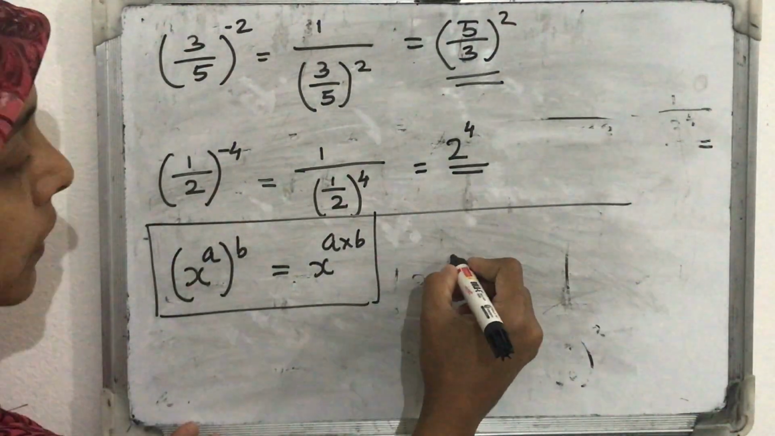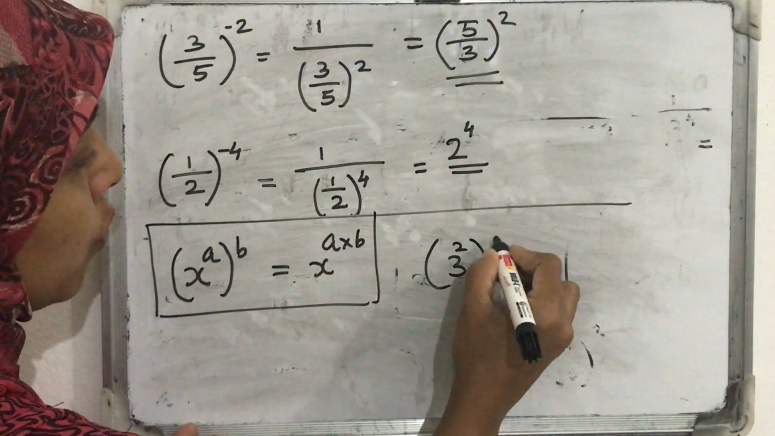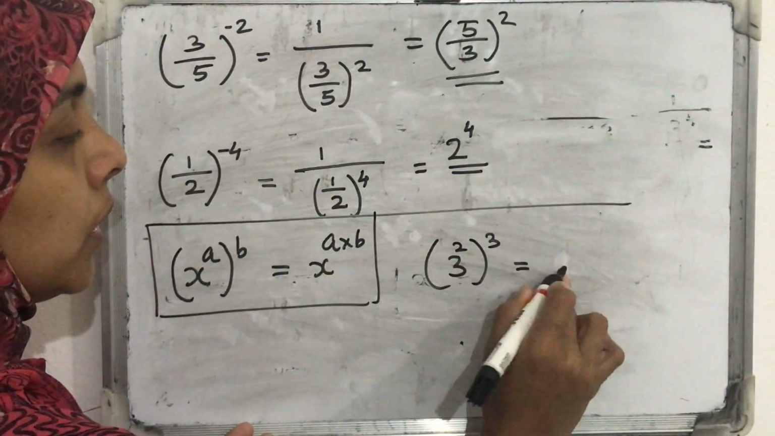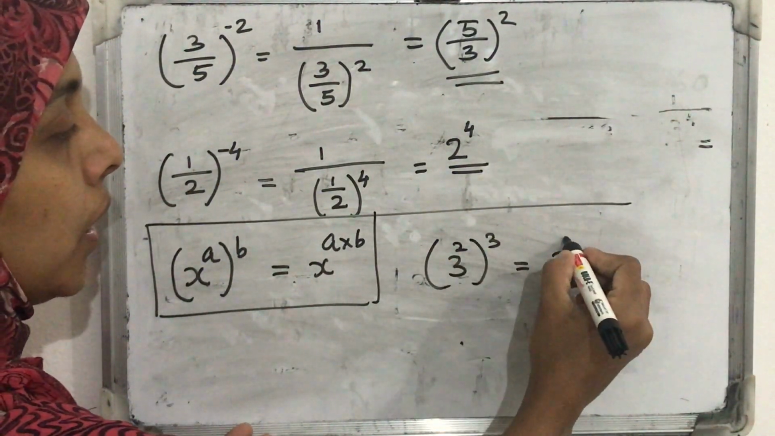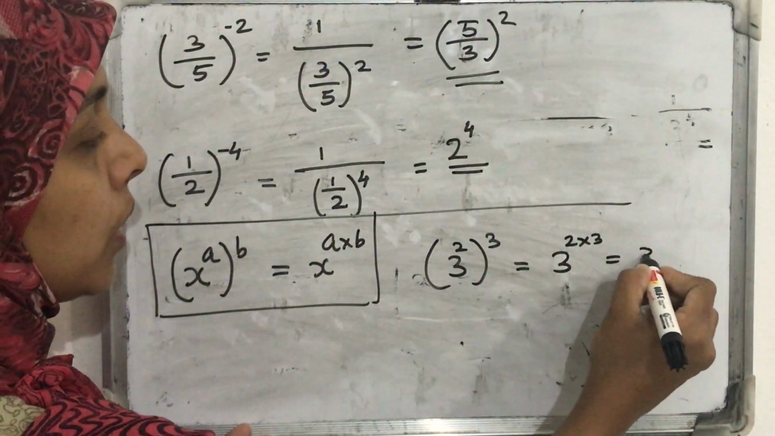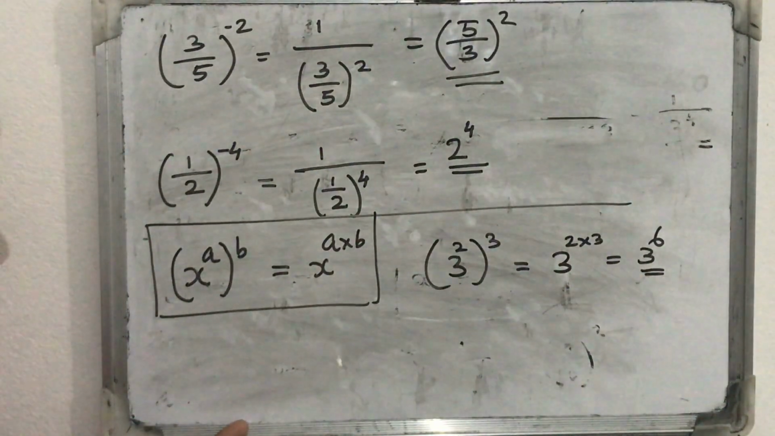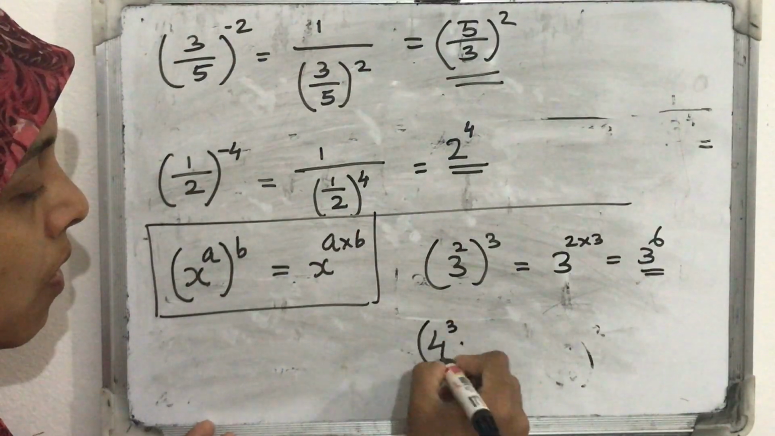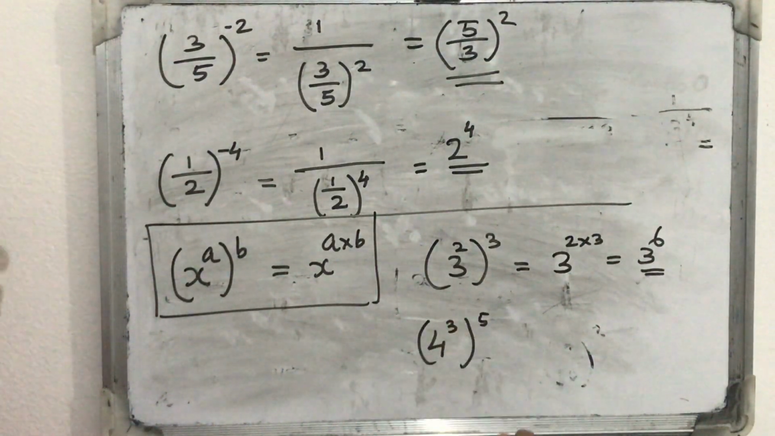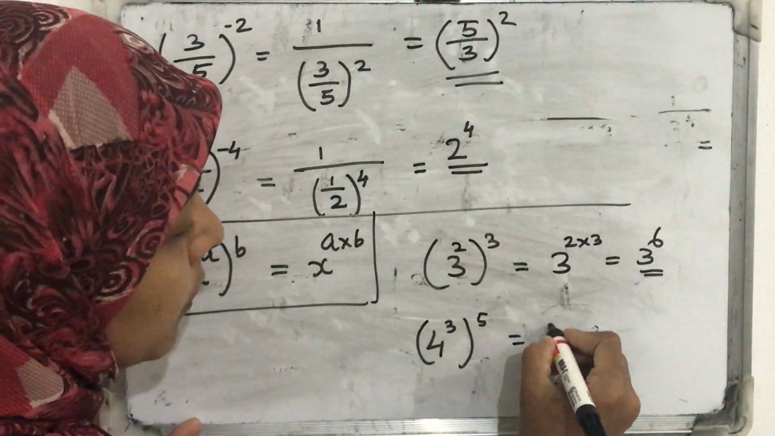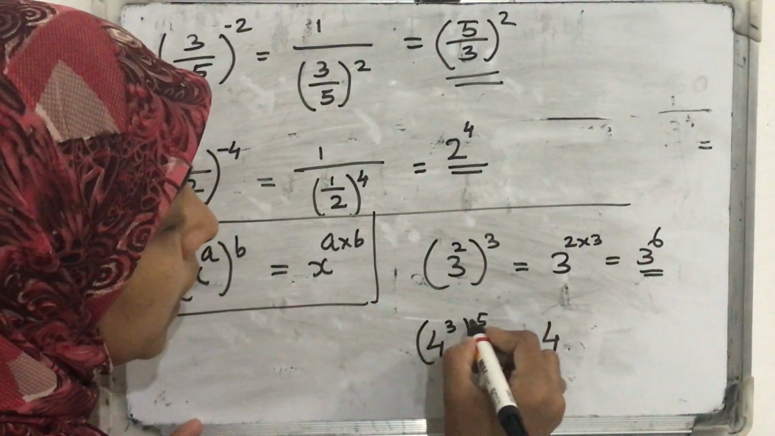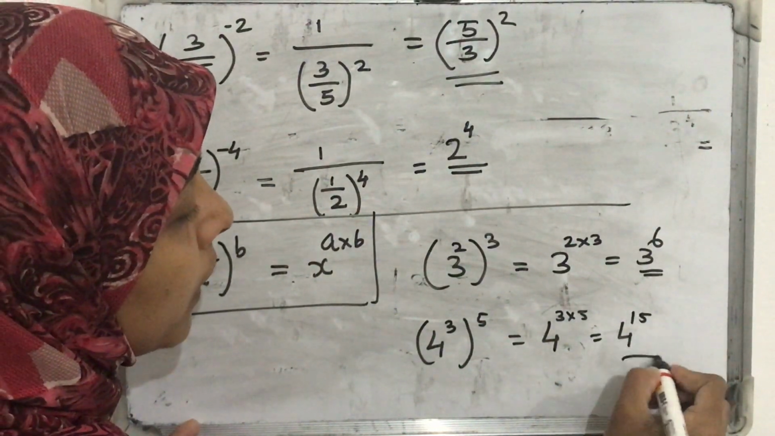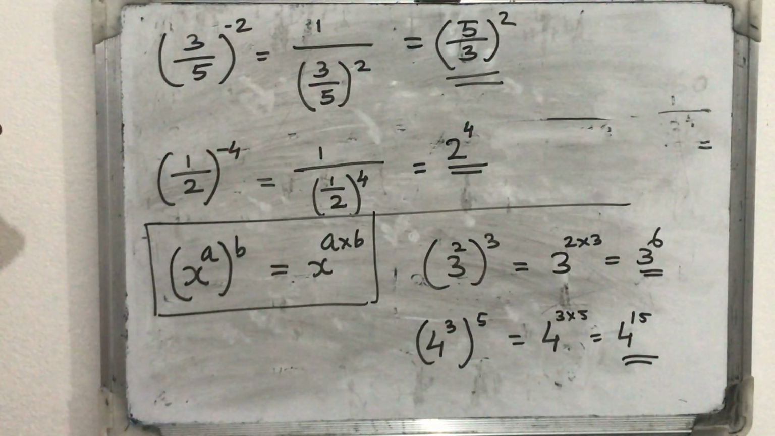So, suppose one example, 3 square whole cube. Okay, how can we do this? 3 square whole cube will be equal to 3 raised to 2 into 3. Here we are multiplying 2 into 3. So 3 raised to 6. Okay, now 4 cube whole raised to 5. How can we answer? It will be equal to 4 raised to 3 into 5. Okay, 3 into 5 is 15, so 4 raised to 15.